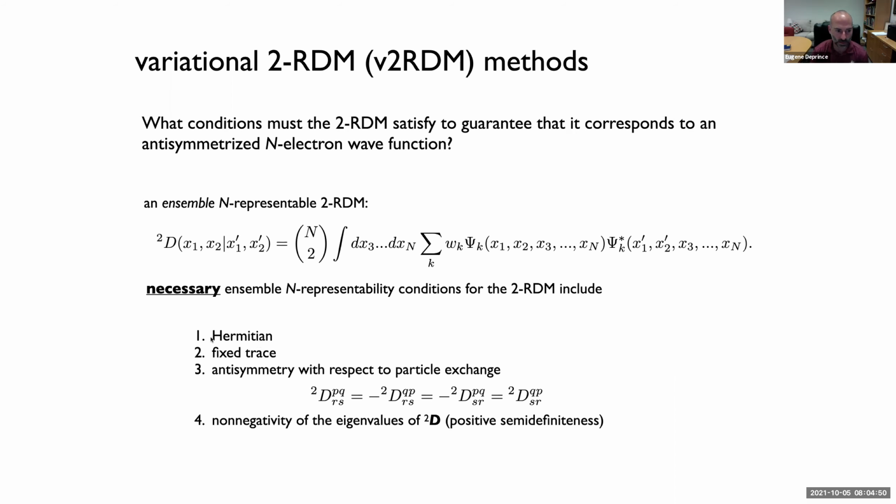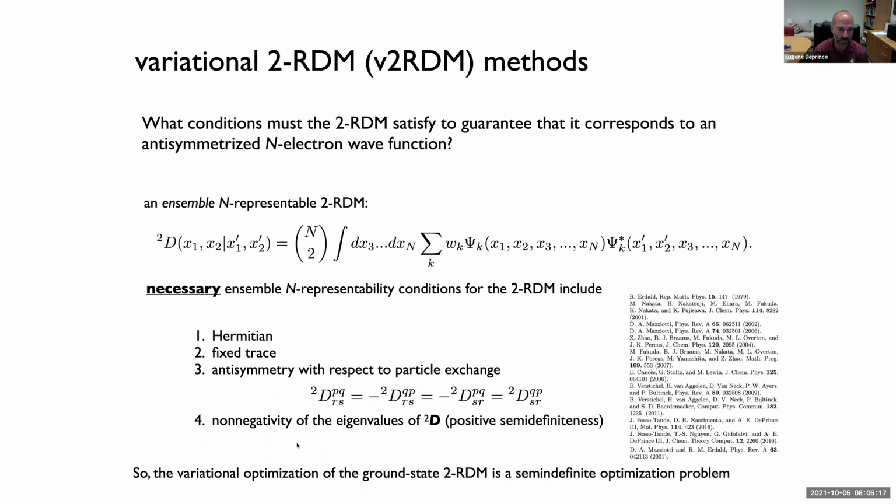There are some trivial ones. The matrix must be Hermitian. We have a fixed number of pairs of particles, so we should fix the trace of this RDM. We're dealing with fermions, so it should be antisymmetric with respect to swapping labels. And also, the least trivial to enforce in practice is the fact that the eigenvalues of this 2 RDM should be non-negative, or it should be positive semi-definite. And that reflects the fact that the eigenvalues are related to probabilities, and probabilities can't be negative.